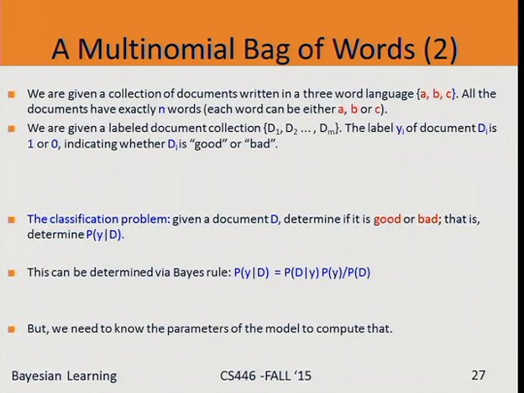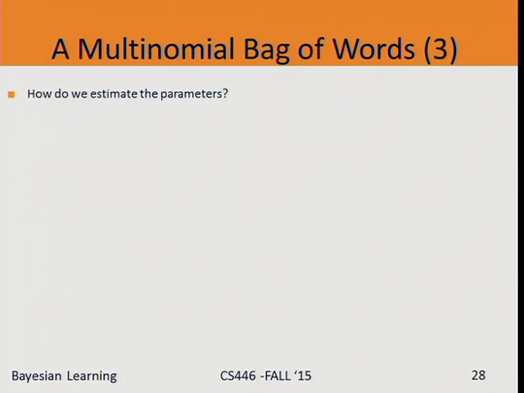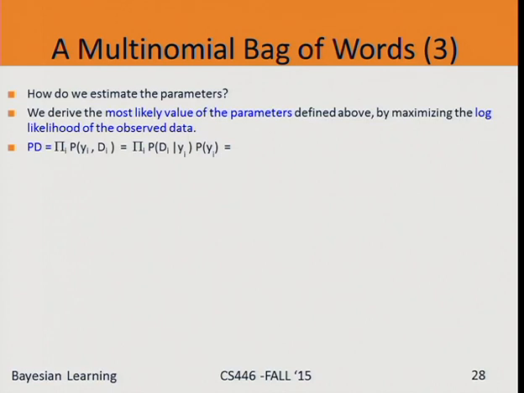Okay? So again, as I said, we just do Bayes' rule. There's nothing more than that. The only question is how to do it. In this case, how to estimate the parameters. So I'm going to derive the most likely value of the parameters by maximizing the log likelihood of observed data, right? So that's what we're going to do. Here is the data. In order to figure out what the parameters are, we're going to maximize the likelihood of the data and use it to derive the parameters.